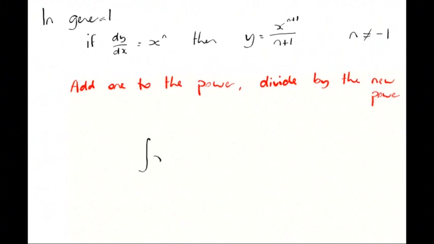We're going to write integrations using this sign. It's like a big stretched out S, because effectively it's a summation over an infinite number of infinitely small lines. So we got this: integrate x to the n dx equals x to the n plus 1 all over n plus 1 plus the c.